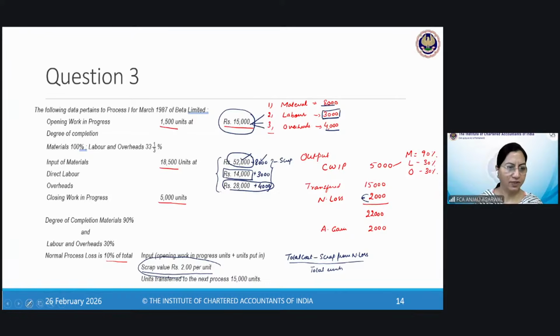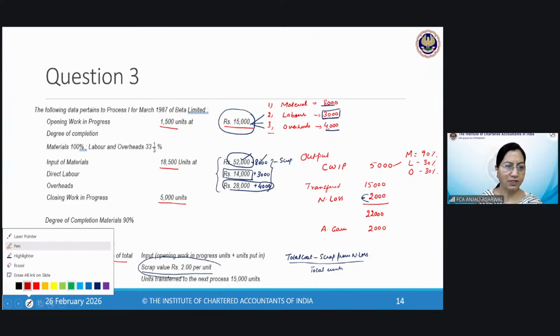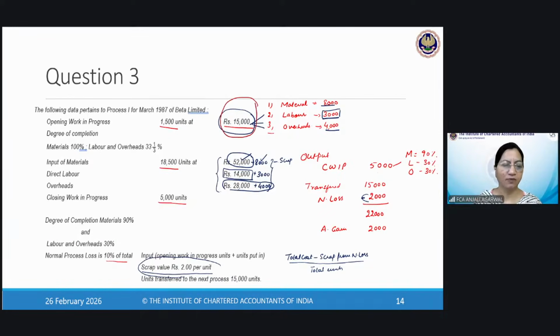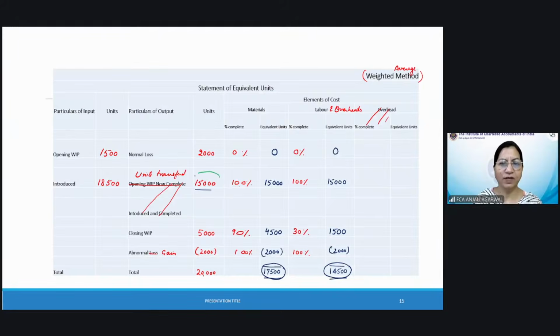So if I point out the difference between weighted average and FIFO, what is the first difference? Number one, the first difference will be in the question itself. The question will tell you the detail of material, labor, and overheads. So material cost is added to material, labor cost is added to labor, and overheads cost is added to overheads. Indirectly, what we are doing is we have brought the cost of the last period and added it to the current period only. And therefore, the units also we are assuming 100% complete in this period only. So that was the first change which you will see in the question.